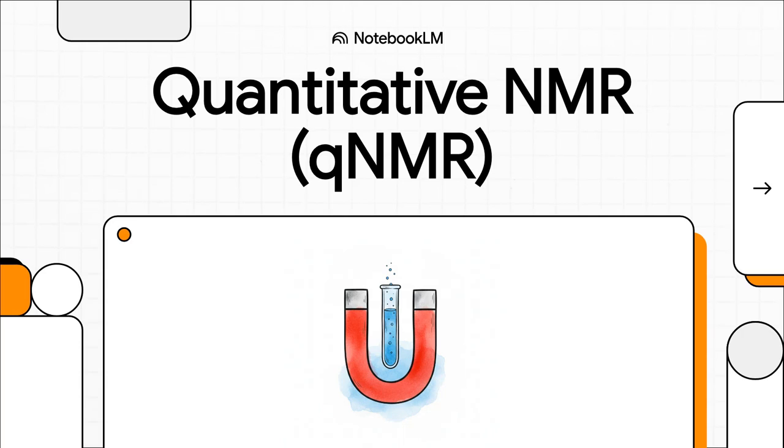Welcome to this explainer. Today we're diving into how scientists can perfectly identify and measure molecules using quantitative nuclear magnetic resonance, or qNMR. Seriously, if you've ever wondered how researchers can look at a ridiculously complex chemical mixture and not just figure out what's in it, but tell you exactly how much of it is there, literally down to the absolute molecule, well, you're in exactly the right place.